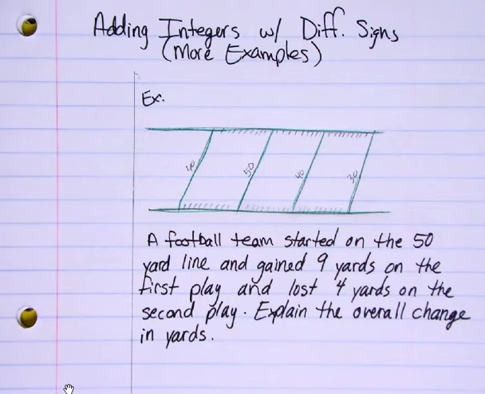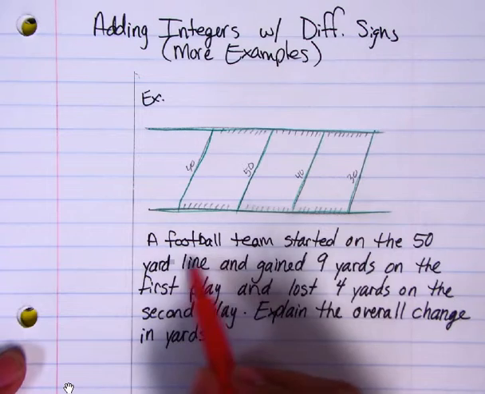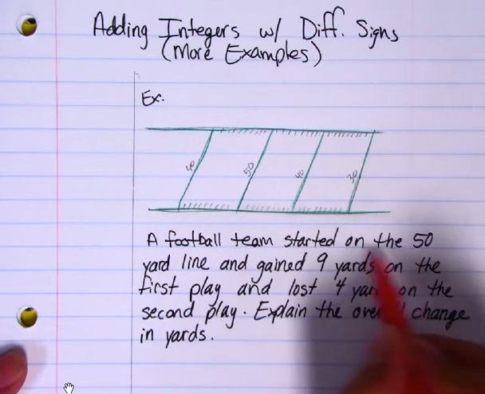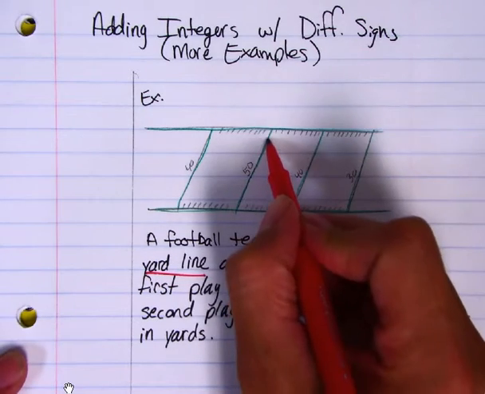It says a football team started on the 50-yard line and gained 9 yards on the first play and lost 4 yards on the second play. Explain the overall change in yards. So let's go through this word problem and find out. A football team started on the 50-yard line. Well, what's important here is that they started on the 50-yard line. So we started right about here.